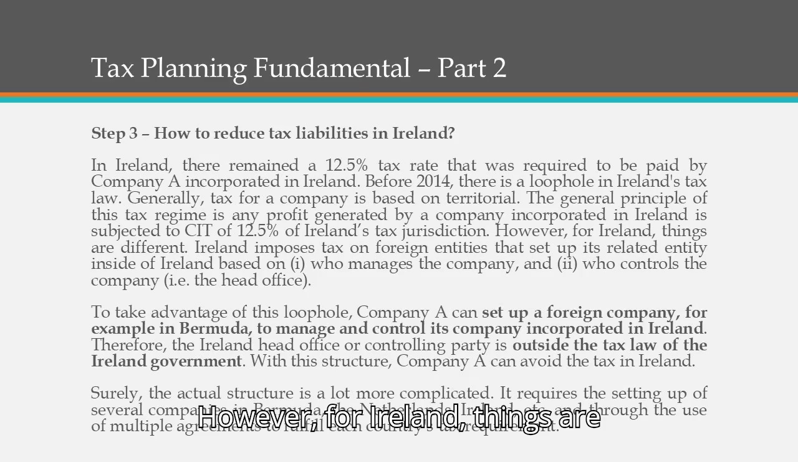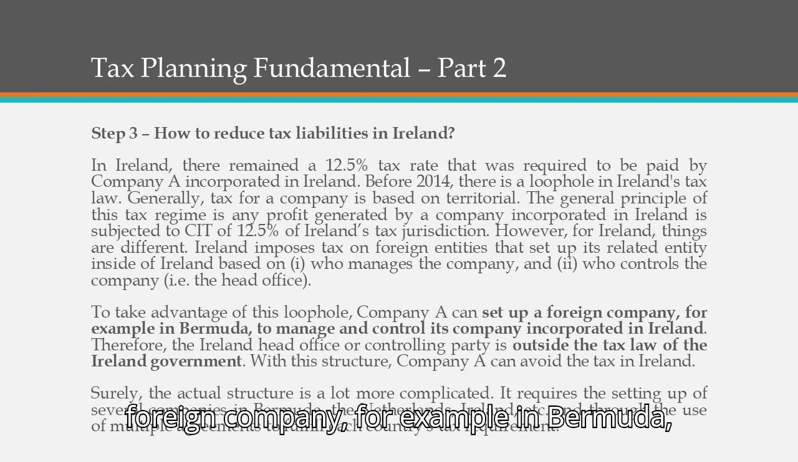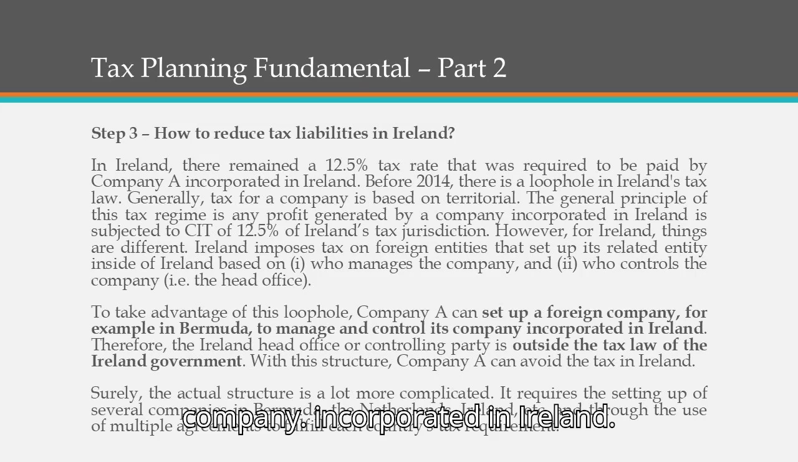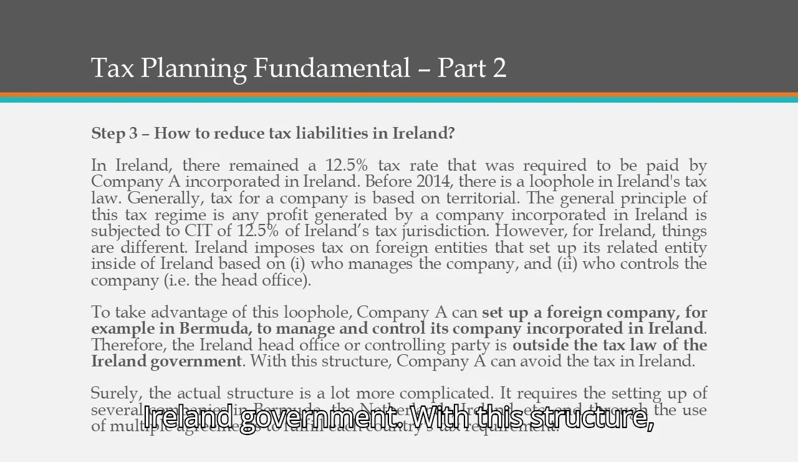However, for Ireland, things are different. Ireland only imposes tax on foreign entities that set up a related entity inside of Ireland based on 1, who manages a company, and 2, who controls a company. This refers to the controlling party. To take advantage of this loophole, Company A can set up a foreign company, for example in Bermuda, to manage and control its company incorporated in Ireland. Therefore, the Ireland company's controlling party is outside the tax jurisdiction of the Ireland government. With this structure, Company A can avoid the tax in Ireland.